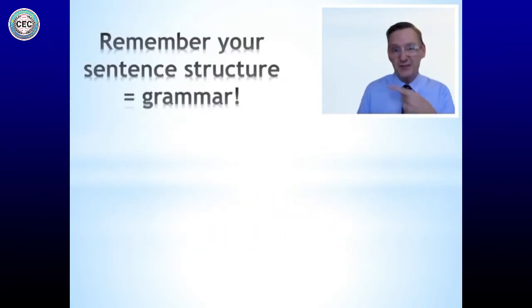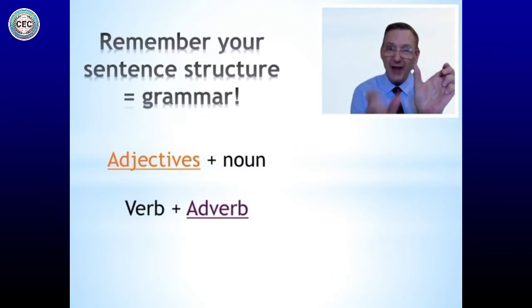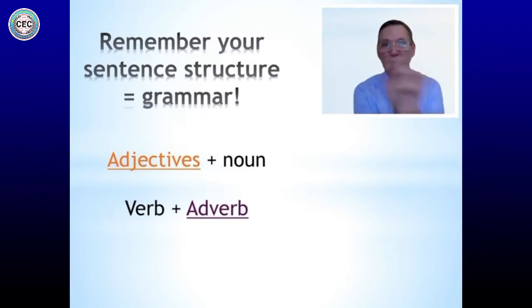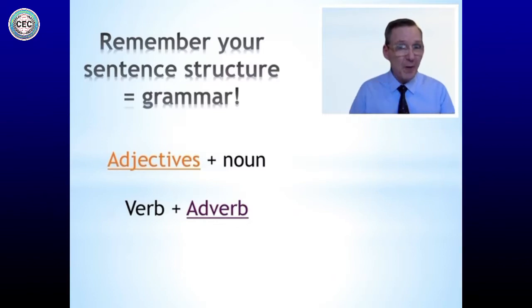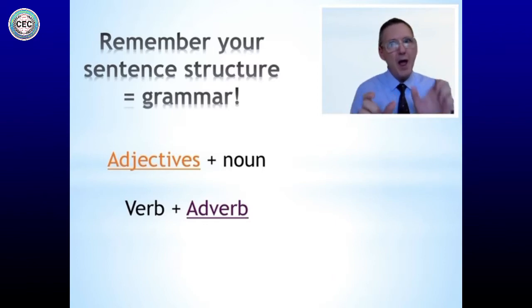Which brings us to structure. And this is a little bit of grammar. Try to remember that the adjective comes before the noun and the adverb comes after the verb. So they're reversed. They're not in the same order. Try to remember that. If you get it confused, you are going to have some trouble. So try to remember your structure, right? Adjective, noun, verb, adverb.